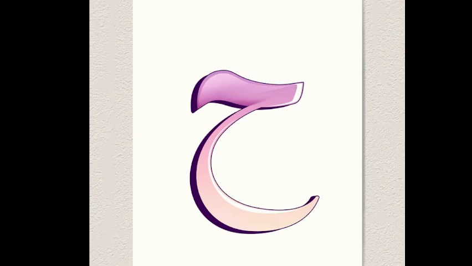It has been explained that the throat is subdivided into three sections. We have أقصى الحلق, وسط الحلق, and أدنى الحلق. And in the case of ha, it is pronounced from وسط الحلق. That is the middle part of the throat.